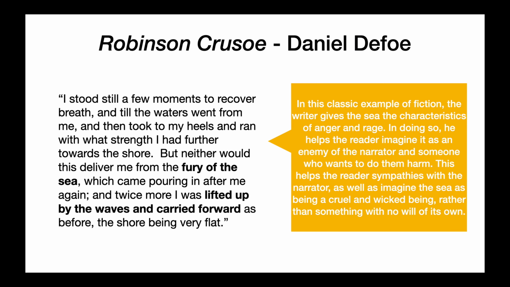Now, in this classic example of fiction, we can see that the writer gives the sea characteristics of anger and rage. In doing so, he helps the reader imagine it as an enemy of the narrator and someone who wants to do them harm. This helps the reader sympathise with the narrator, as well as imagine the sea as being a cruel and wicked being rather than something with no will of its own.